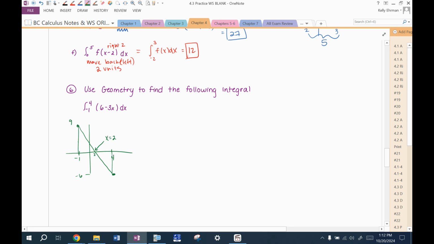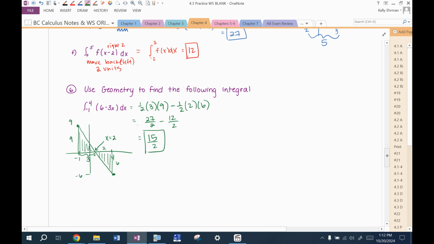Okay, so this area, this triangle has a base of 3 and a height of 9. And this one has a base from 2 to 4, so a base of 2 and a height of 6. So it's 1/2 times base times height minus 1/2, because the other one's negative, times base times height. 27 over 2 minus, I'm not going to reduce here because I want to combine, so minus 12 over 2 is 15 over 2.